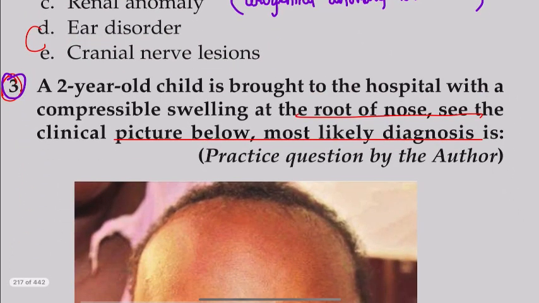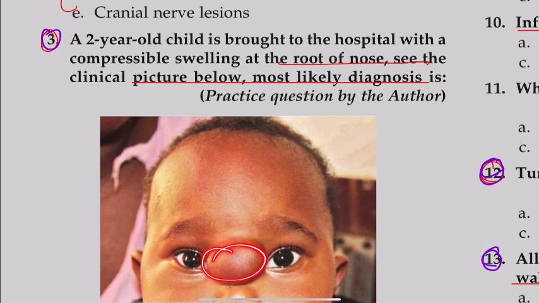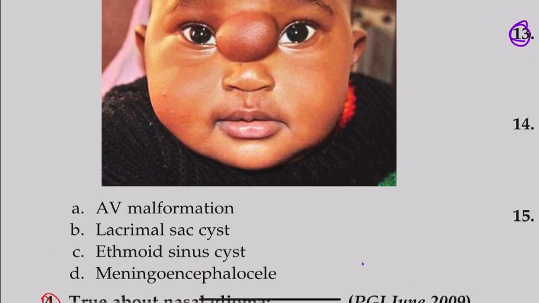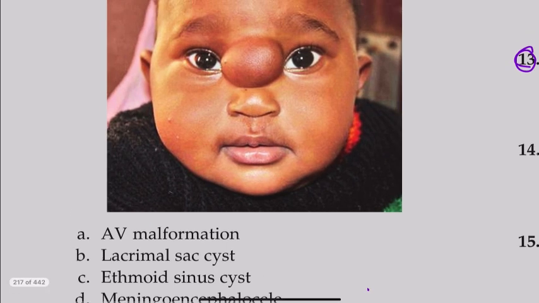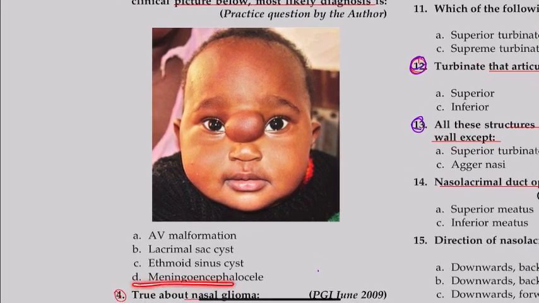A 2-year-old child is brought to the hospital with a compressible swelling at the root of the nose. See the clinical picture. What is the most likely diagnosis? Since it is present right here, it is meningoencephalocele. A 2-year-old child with a compressible swelling at the root of the nose is likely meningoencephalocele.